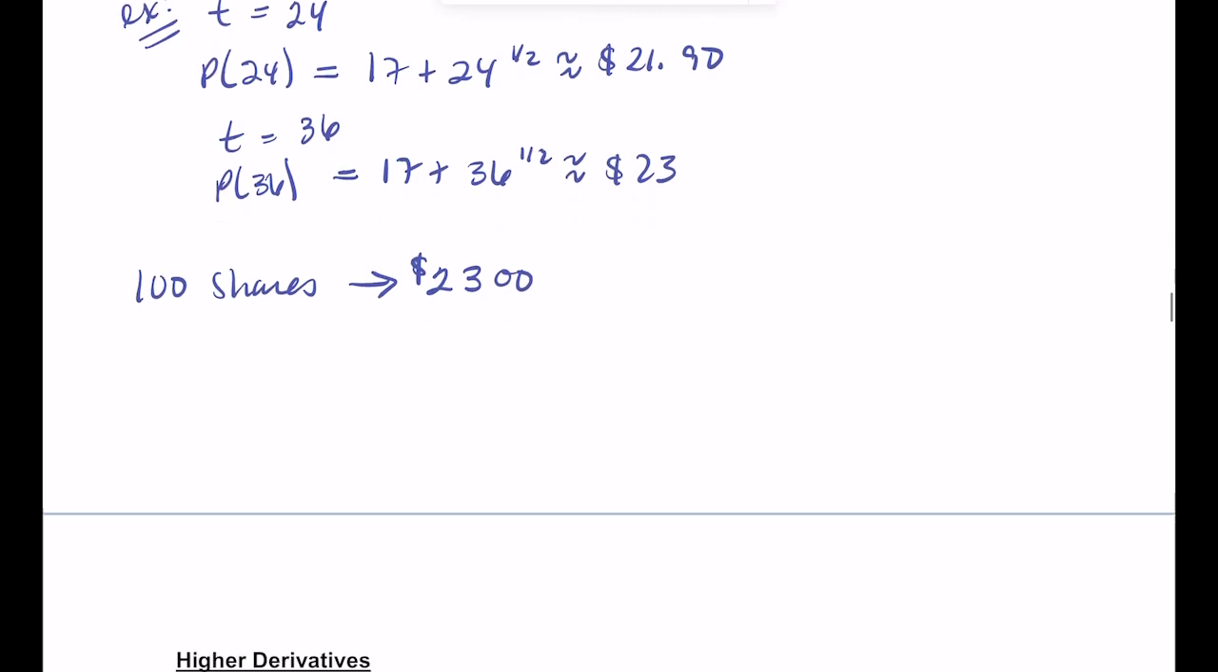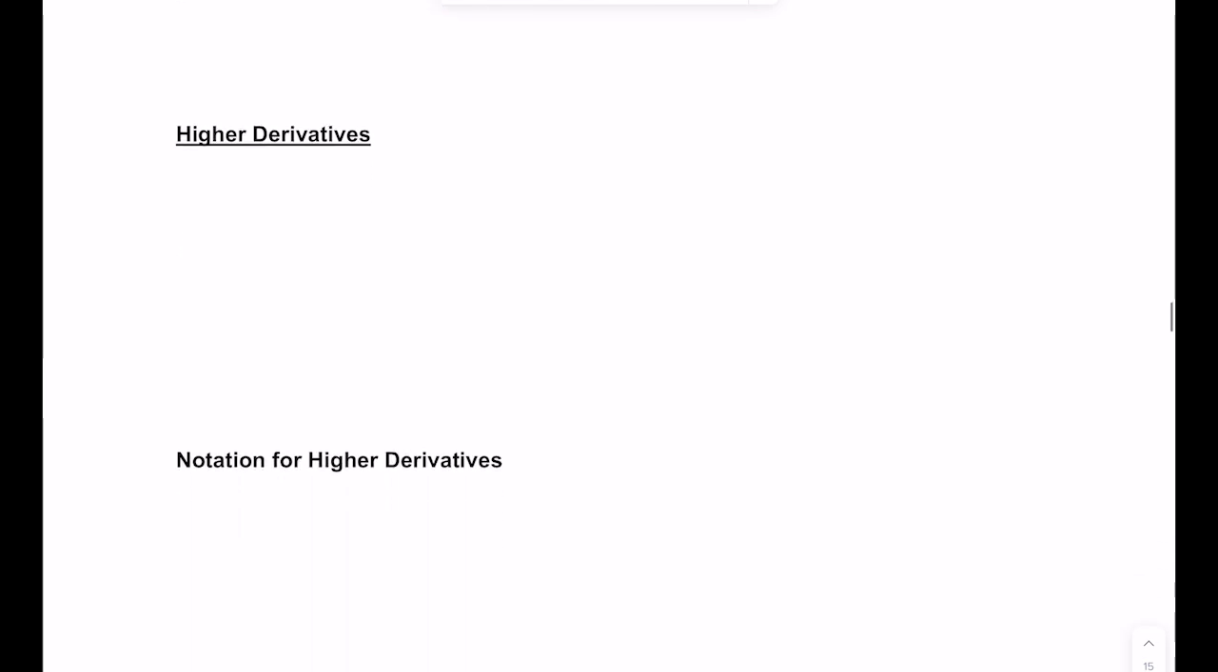So that gives us a little preview of what we're going to be looking at here. We're going to be looking at higher order derivatives and how they help us determine rate of change, right? Rate of change is slope. Derivatives give us slopes.